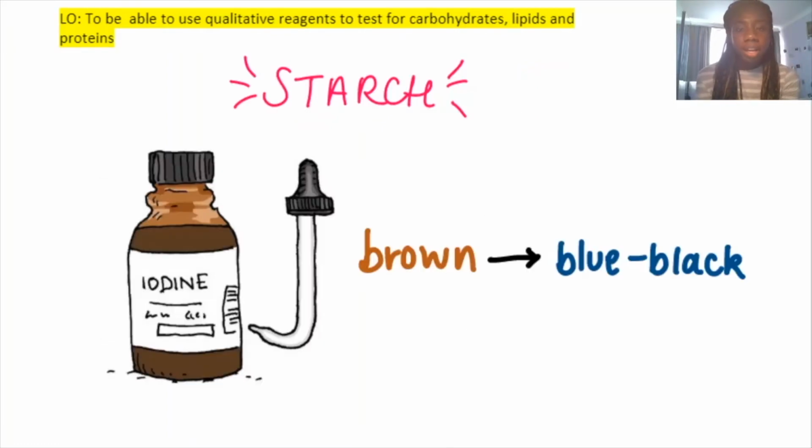To test for starch, we need our dissolved food sample and some iodine solution. So the first step is to put our food sample in our test tube and then add a few drops of iodine using a pipette. If starch is present, you'll see a colour change from brown to blue-black.